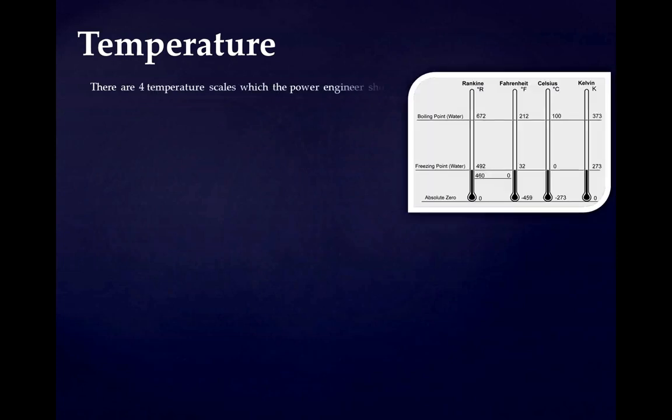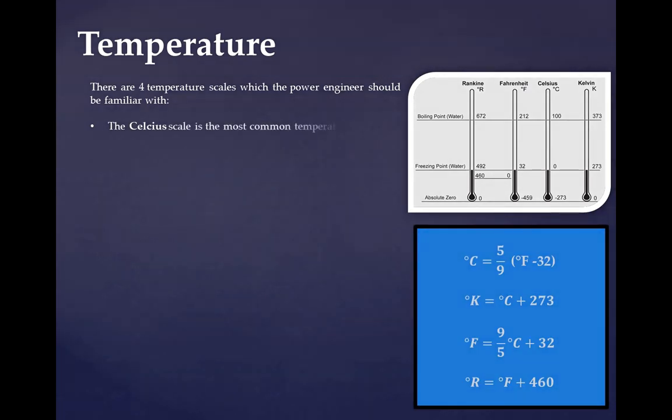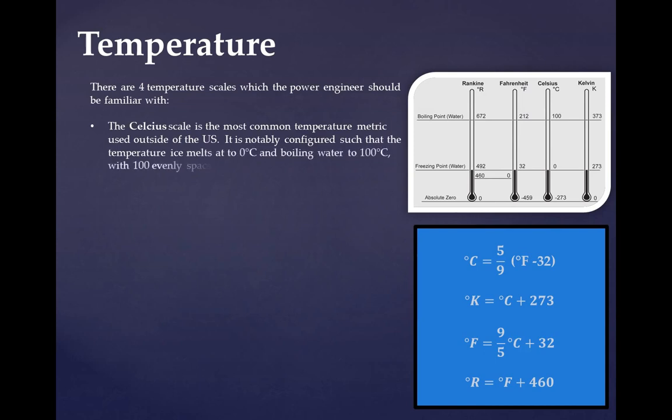There are 4 temperature scales which the power engineer should be familiar with. The Celsius scale is the most common temperature metric used outside of the US. It is notably configured such that the temperature ice melts at is set to 0 degrees Celsius, and boiling water is 100 degrees Celsius, with 100 evenly spaced degrees between them. Each degree of Celsius is roughly the size of 1.8 degrees Fahrenheit.